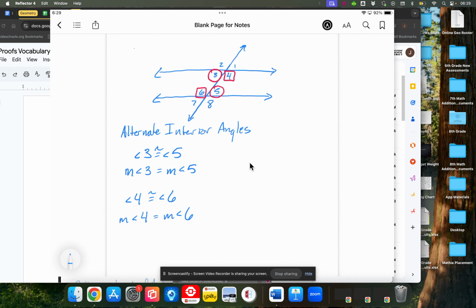Now those are the only alternate interior angles because they are the only angles that are on opposite sides of the transversal and opposite sides of the parallel lines and inside the parallel lines. Go ahead and pause here.